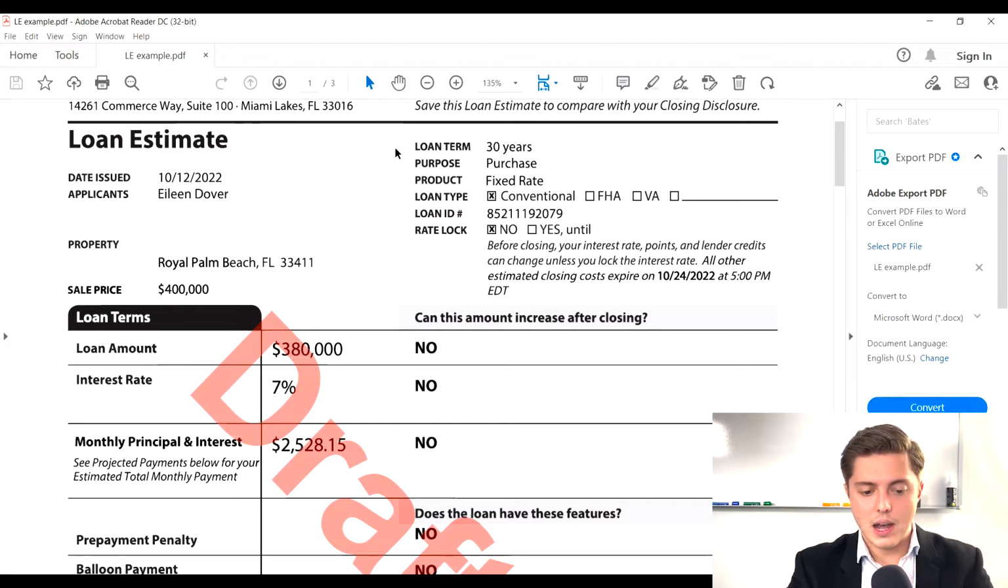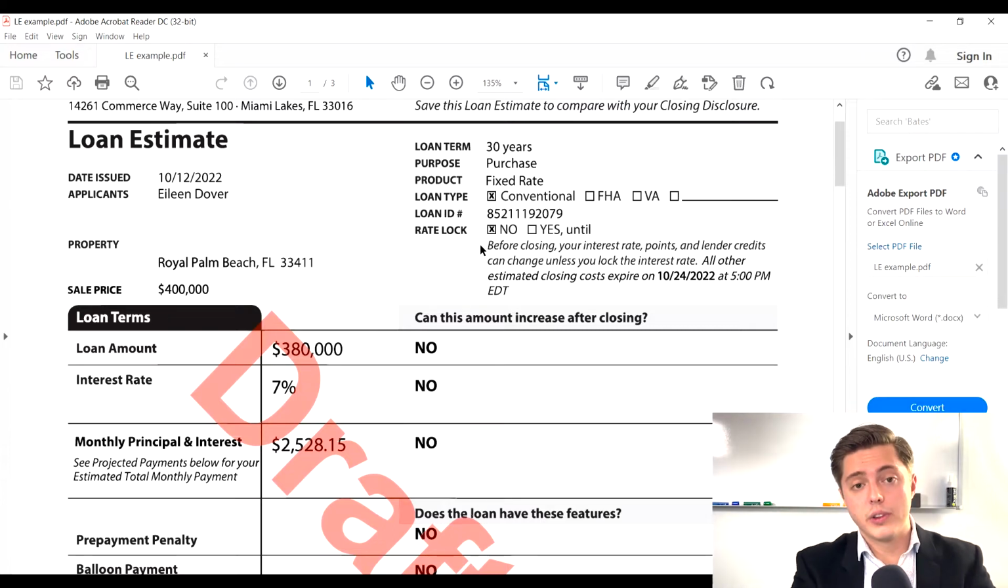And then here at the top, this is the first important section of the loan estimate. So this tells us a few different things that are important. First, how long is the loan? What is the purpose of the loan? What type of product are you getting? Are you getting a fixed rate? Are you getting an adjustable rate? Something else maybe? What type of loan, meaning like conventional, FHA, VA, or something else? And also the rate lock.